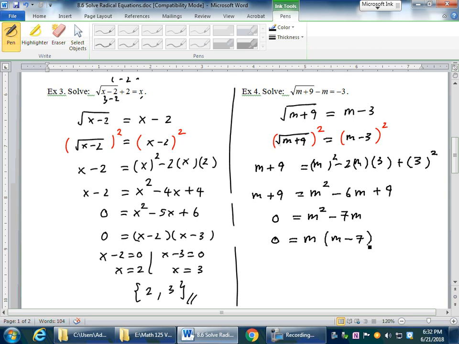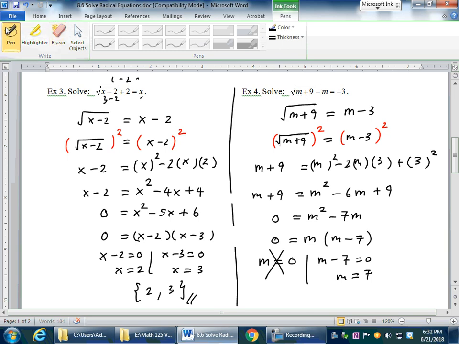minus 7. Using the zero factor property, now I can say that m is equal to 0 or m minus 7 is equal to 0. So therefore, I have two possible answers. What we need to do is check. When I plug 0 into my original equation, 0 plus 9 is 9. Square root of 9 is 3. 3 minus 0 is a positive 3. So a positive 3 cannot equal negative 3, so therefore 0 is not a good answer.